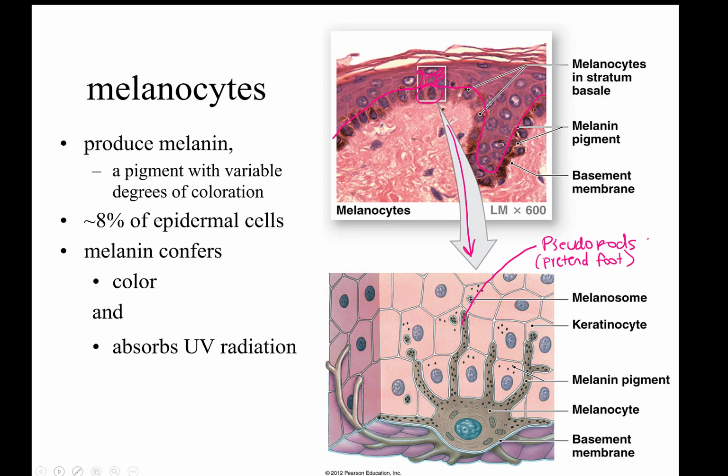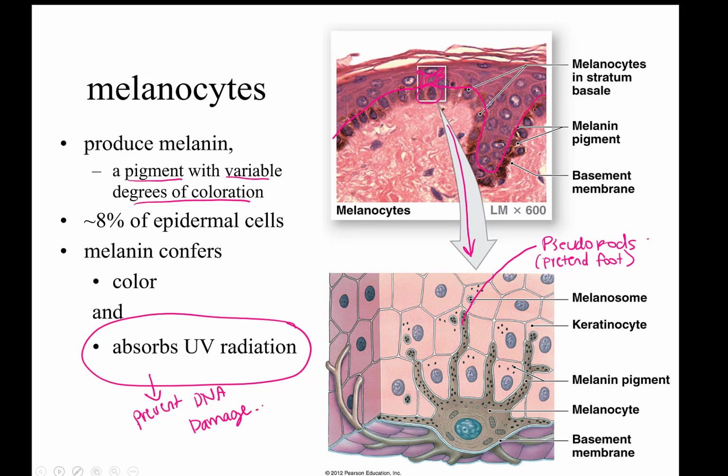And they use those to pass melanin up to the keratinocytes above them. Melanin itself is a pigment that has variable degrees of coloration, so I'll show you the biosynthetic pathway for melanin later, but not all melanin is the same. And this comprises about 8% of epidermal cells. So melanin confers color, but the function of the color is to absorb UV radiation, which protects your DNA and your skin cells from damage. So let's put prevent DNA damage. So that's the function of melanocytes.